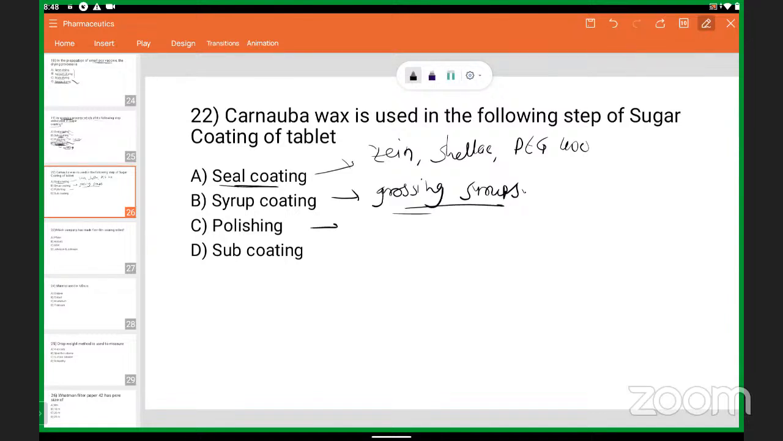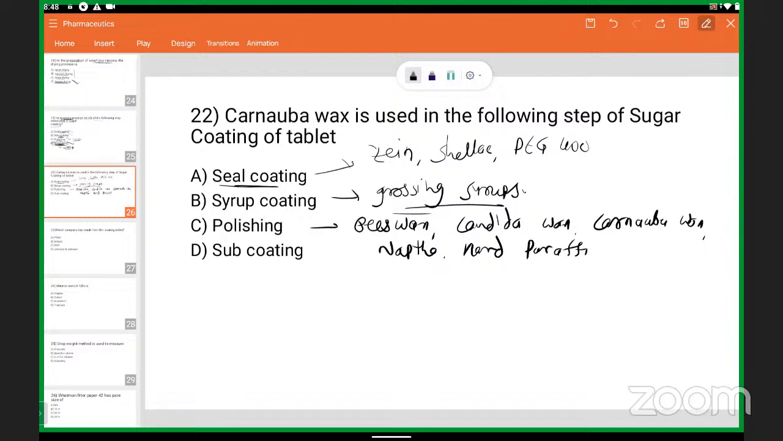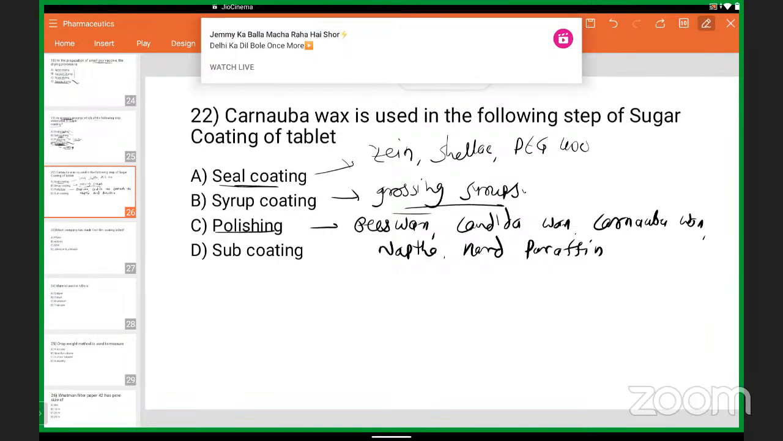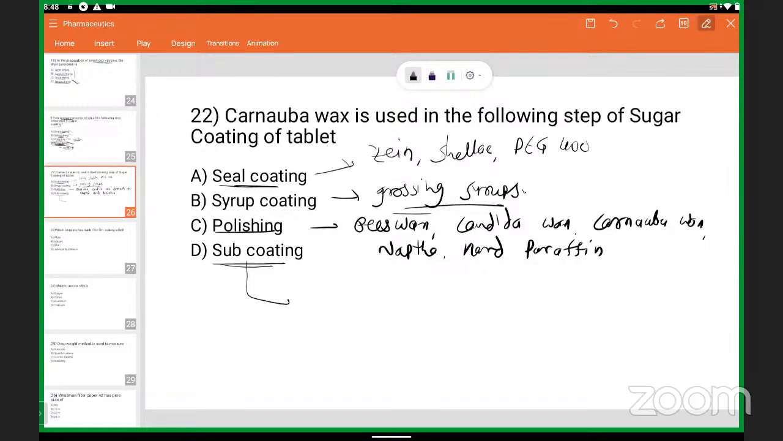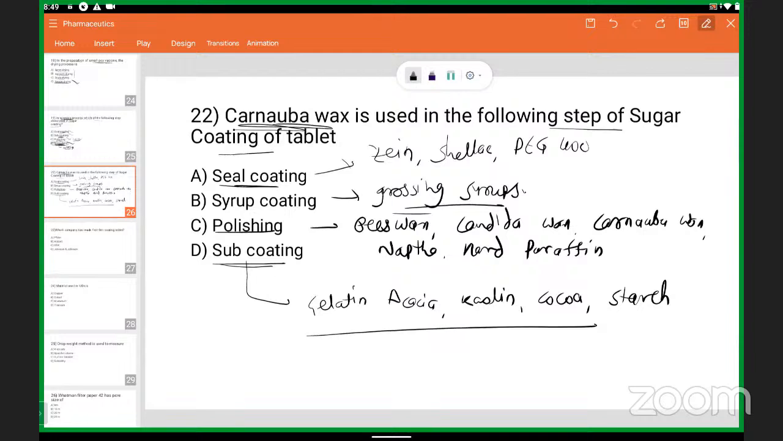If you see the polishing agents that we are using, they include beeswax, then candelilla wax, then carnauba wax, naphtha or hard paraffin. These are some of the agents that we are using for the polishing purpose, to show your appearance. And if you see the sub coating, the agents that we are using for the sub coating are gelatin, acacia, kaolin, cocoa, and starch. This is normally done. If you see the question, carnauba wax is used in which step of sugar coating. So carnauba wax is for the polishing purpose. Option C is the right answer for this question.